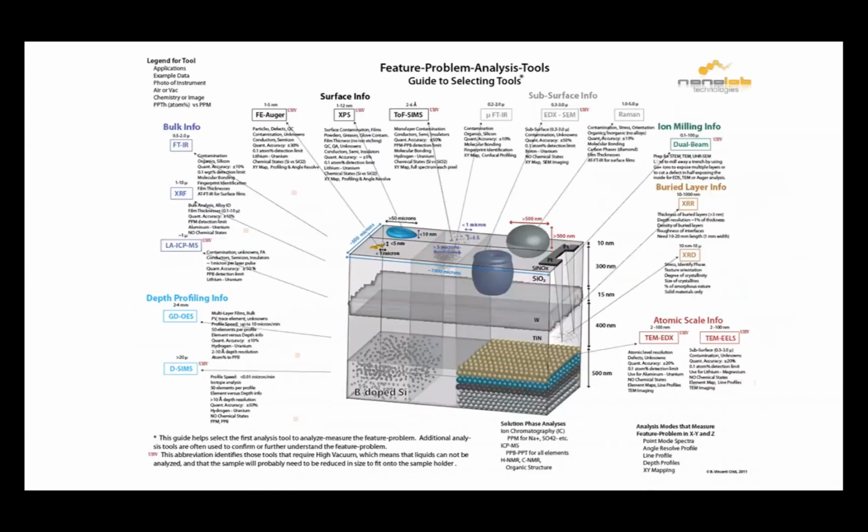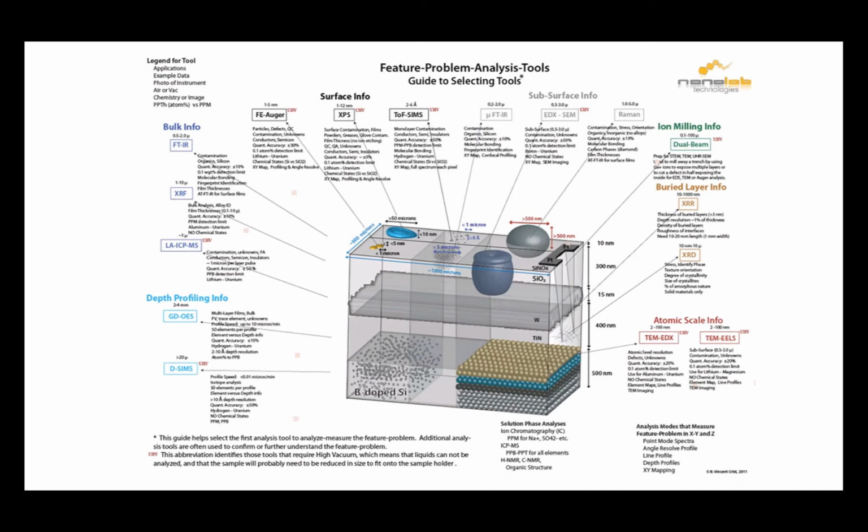This is the feature problem analysis tool. This was developed by Vince Crisp when he was at Nanolab Technologies. It's really a work of art. And what it describes is, for each one of nearly a dozen or more instruments, what are the type of information that you get?